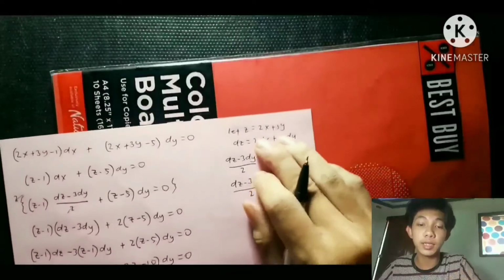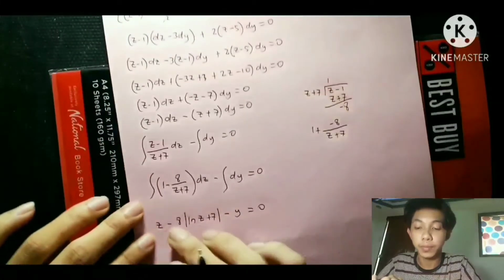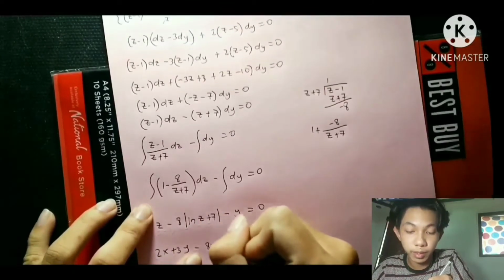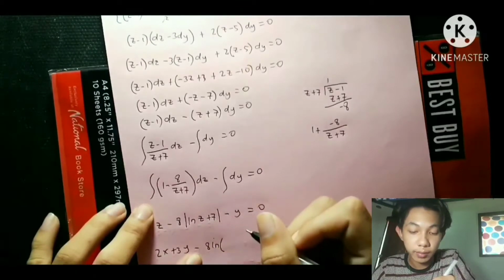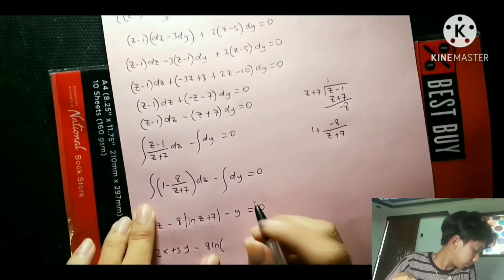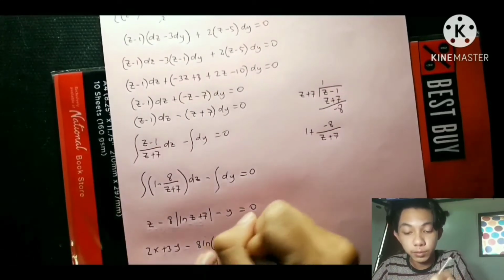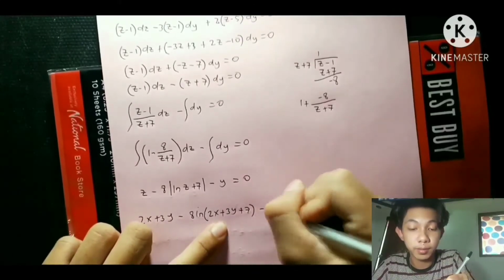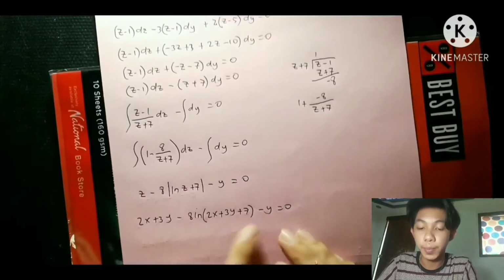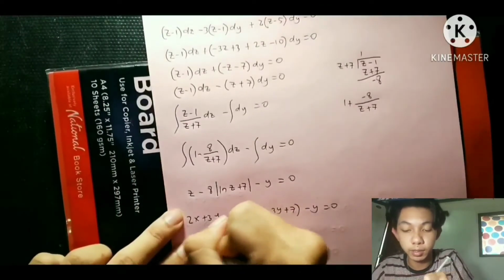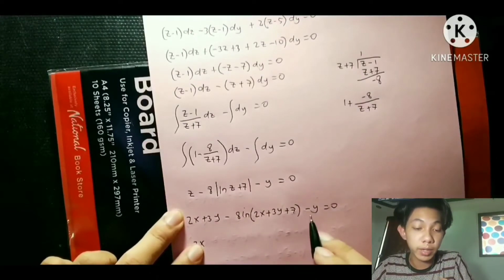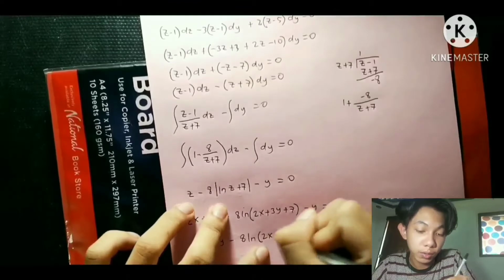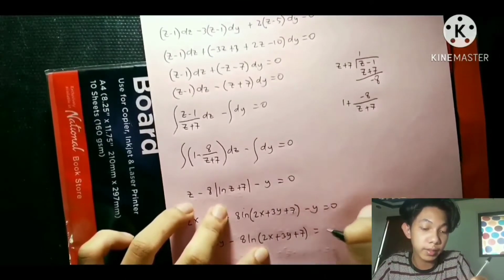So yung value ng z natin is yung z is equal to 2x plus 3y. So yung z palitan natin, magiging 2x plus 3y minus 8 ln yung 2x plus 3y plus 7 minus y is equal to 0. So ayan na siya. So, pwede natin yung y ilagay na lang natin dito, sama natin siya dito. 2x positive 3y minus y is positive 2y minus 8 ln 2x plus 3y plus 7 is equal to constant.